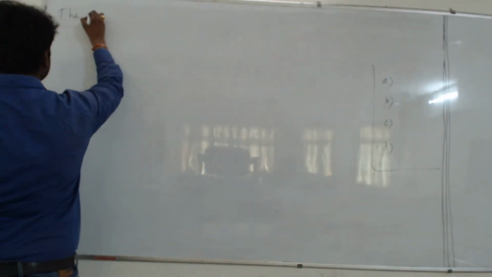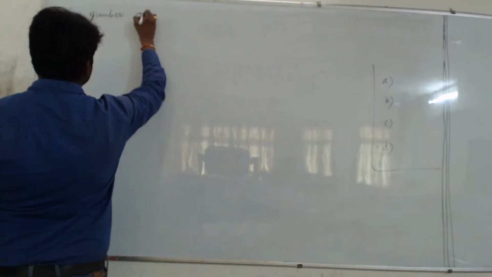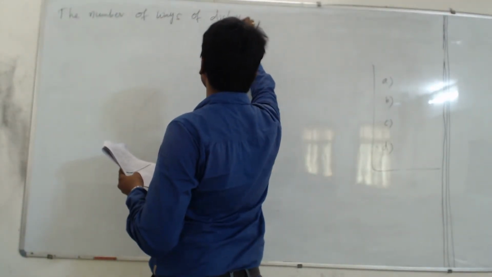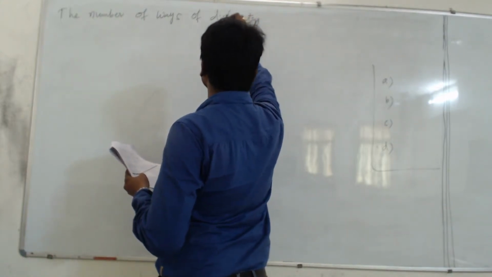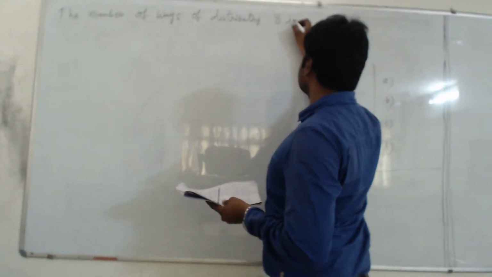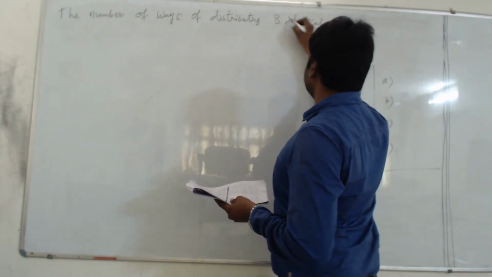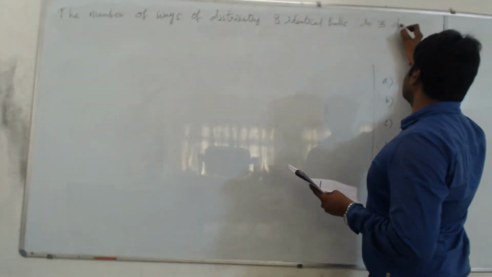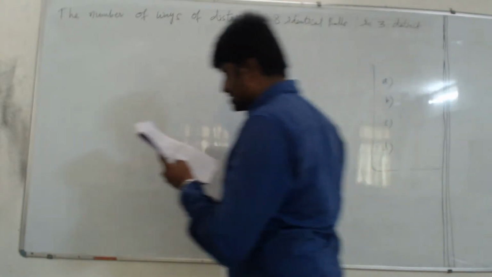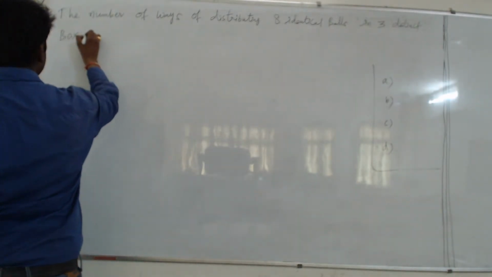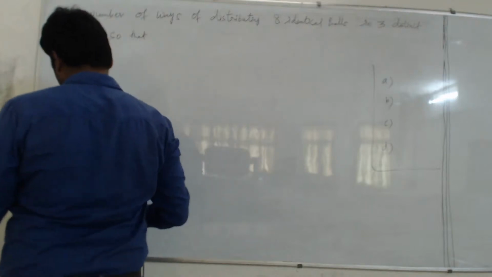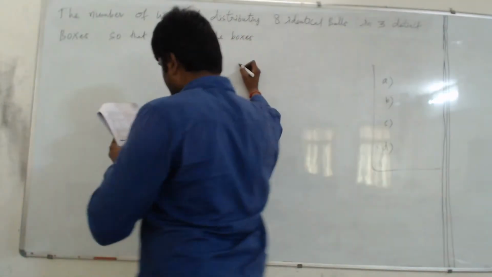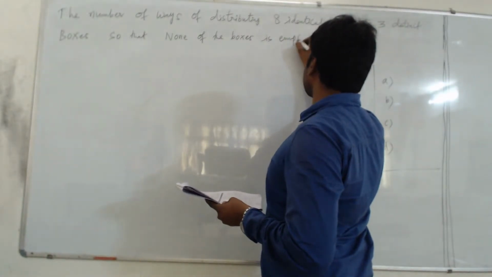The number of ways of distributing 8 identical balls in three distinct boxes so that none of the boxes is empty.